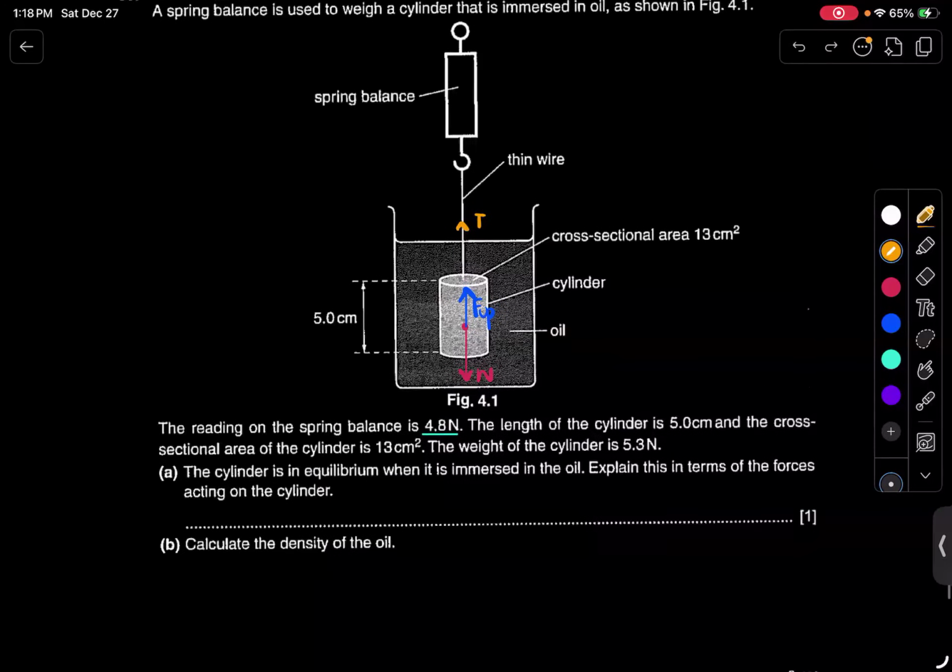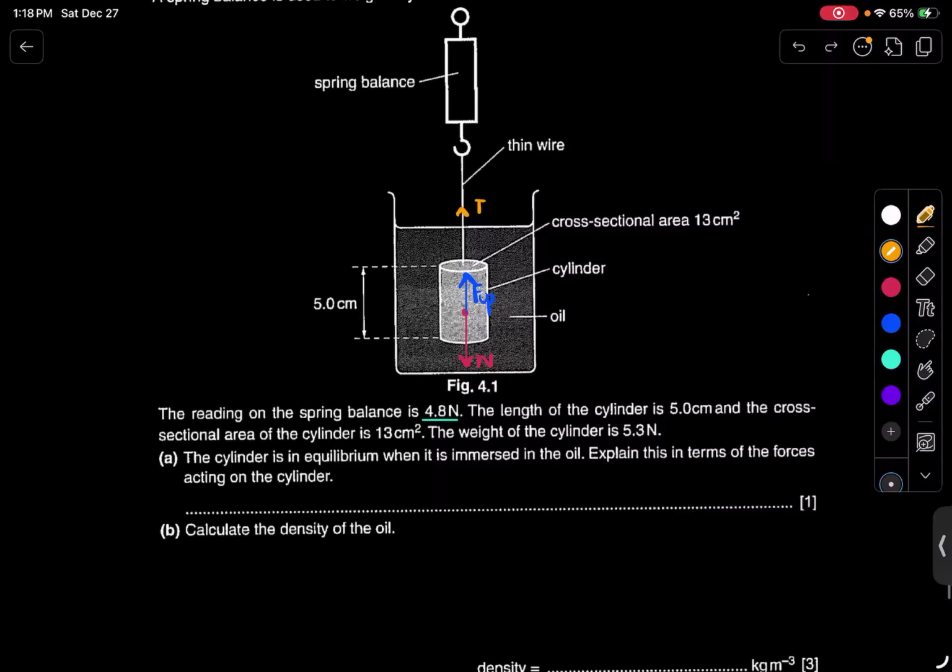Okay. So the reading on the spring balance is 4.8 Newton, and the length of the cylinder is 5 centimeter, and the cross section area of this, okay. The weight of the cylinder is 5.3. The cylinder is in equilibrium when it is immersed in the oil. Explain this in terms of the forces acting on the cylinder. That means that the weight must have been equal to the F upthrust plus the tension. That's it. The downward forces must equal the upward forces.